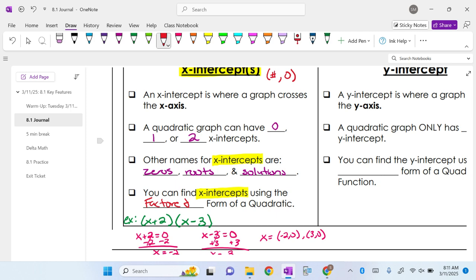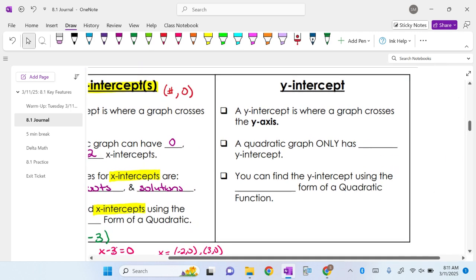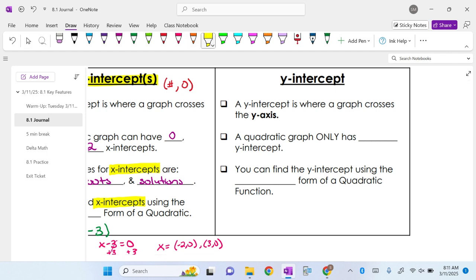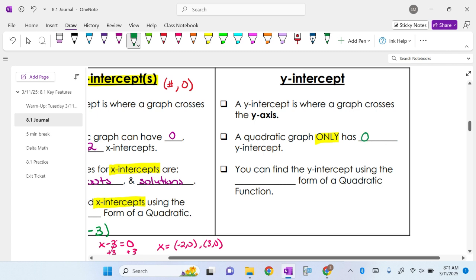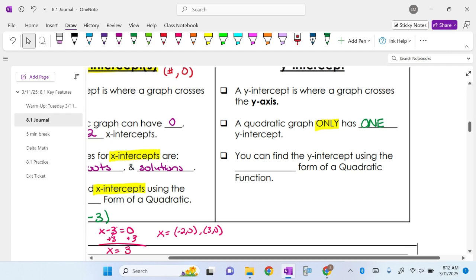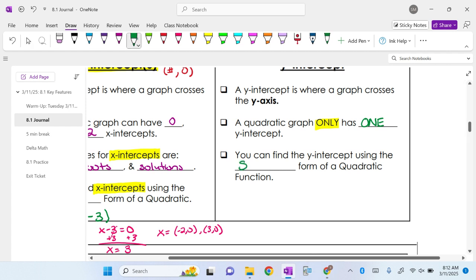Now, on top of x-intercepts, you have the y-intercept. The y-intercept for any function, again, is where it crosses the y-axis, but there is only one y-intercept. Any function will always have only one. X-intercepts can vary. With y-intercepts, there's only ever one. There's never not a y-intercept. There's always going to be a y-intercept, but there's only going to be one. And you can find that using the standard form of the function.